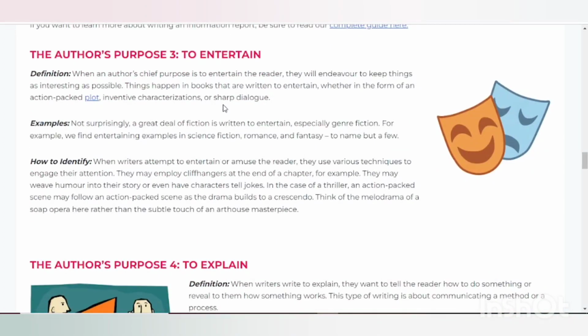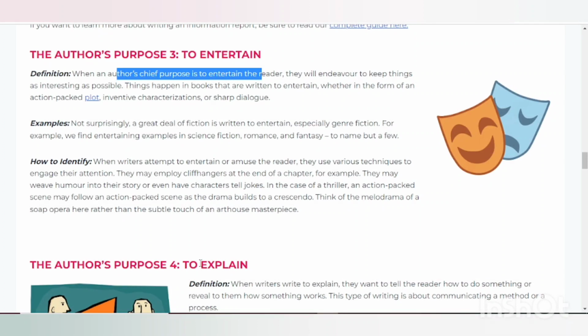The other one is to entertain, which is when an author's chief purpose is to entertain, they keep things as interesting as possible, whether it's in the form of a plot or dialogue. So an example is fiction. Remember I told you the definition of fiction, which, like a fairy tale, is written to entertain, especially genre fiction. For example, we find entertaining examples in science fiction, romance, and fantasy.